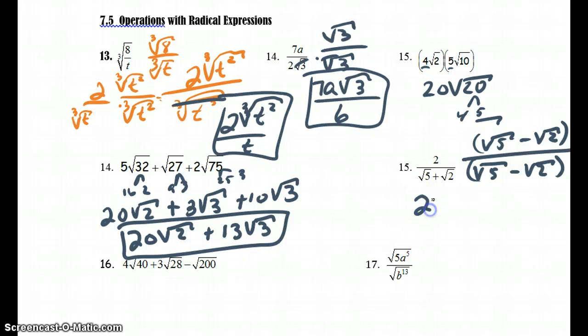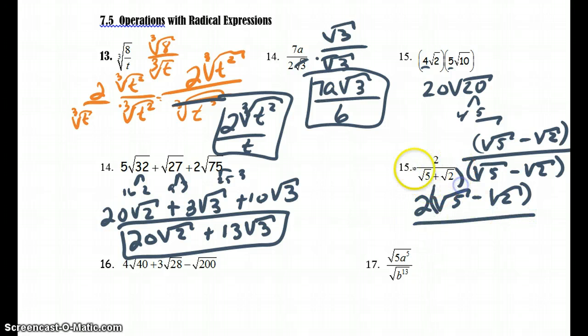When I multiply the top by it, I'm going to keep it in parentheses. The reason being is so that it's easier to simplify if needed. The bottom, when I FOIL this out, because I'm multiplying this entire piece, I will get 5 squared under a square root, which will just be 5.